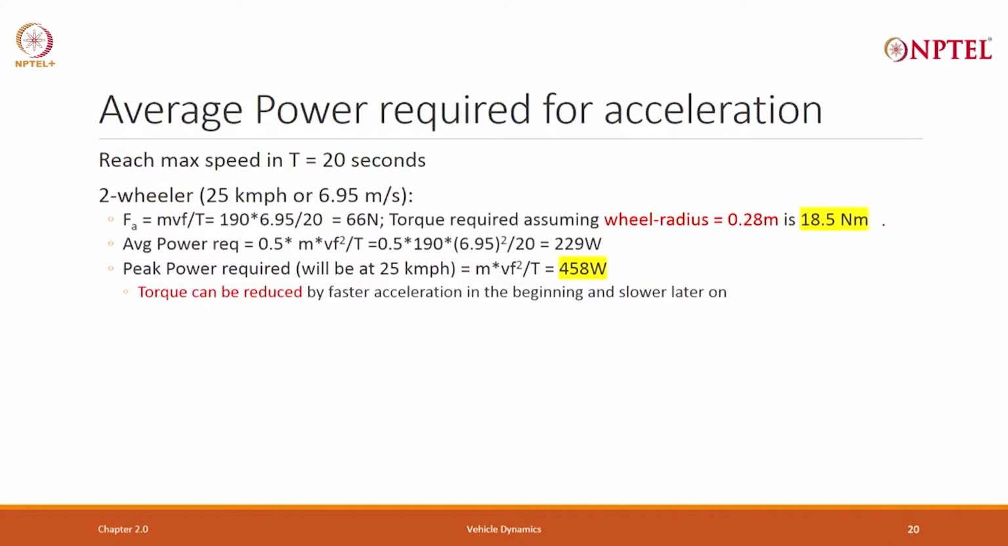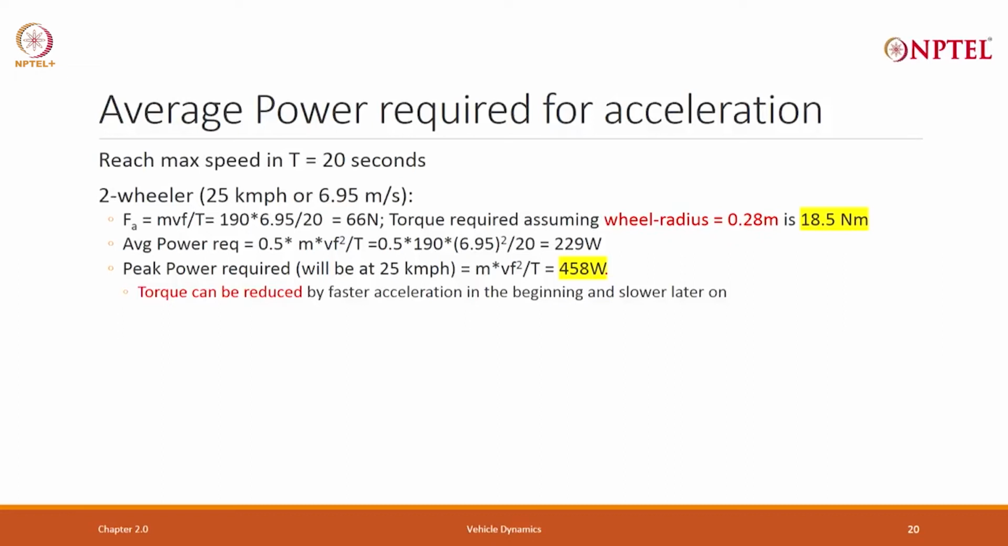So, what is the average power required for acceleration and what is the peak power required for acceleration? If I take a two-wheeler and suppose I want to reach only 25 km per hour in 20 seconds, 25 km per hour is 6.95 meters per second. I calculate my force required is 66 newtons, my torque requirement is 18.5 Newton meter. This is due to acceleration alone, I have not taken other forces. Average power requirement is 228 watt, peak power requirement is 458 watts.